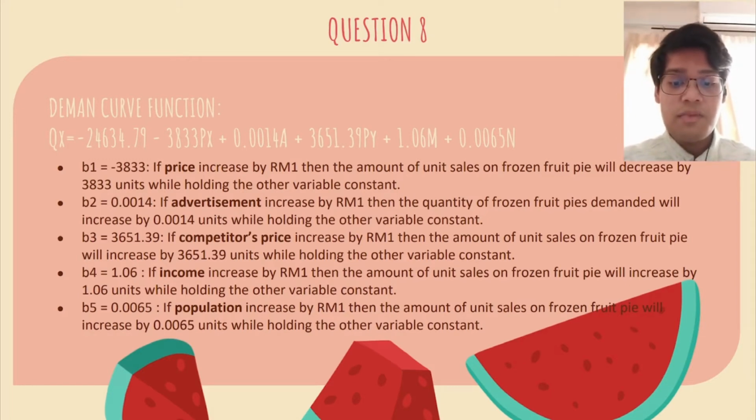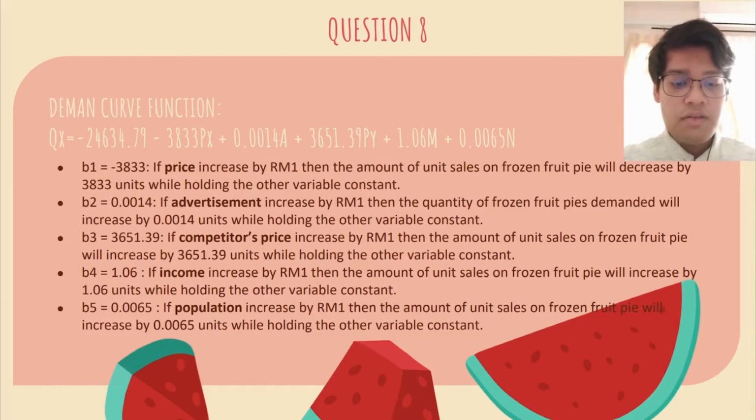If advertisement increased by RM1, then the quantity of frozen fruit pies demanded will increase by 0.0014 units while holding the other variables constant. For advertisement, the coefficient value has little effect on the regression line because it's near to 0.